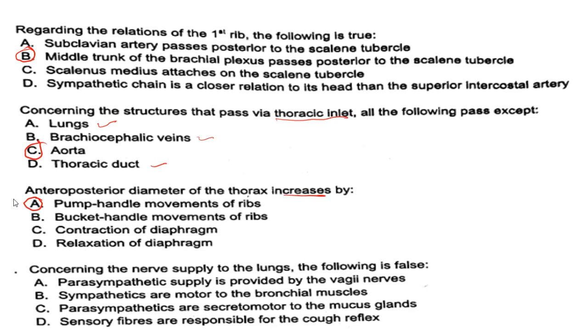Concerning the nerves supplied to the lungs, the following is false. A. Parasympathetic supply is provided by the vagal nerves. B. Sympathetics are motor to the bronchial muscle. C. Parasympathetics are secretomotor to mucous glands. D. Sensory fibers are responsible for the cough reflex. The statement which is false in this case is B: sympathetics are motor to the bronchial muscle.